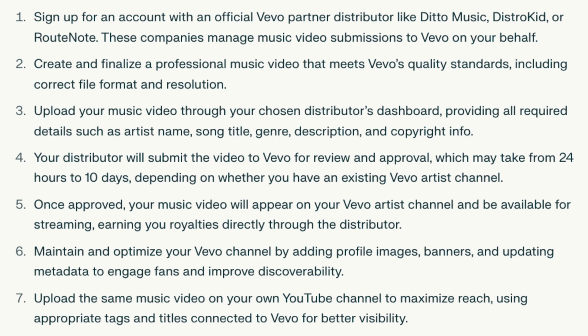Once approved, your music video will appear on your Vevo artist channel and be available for streaming, earning you royalties directly through the distributor. Maintain and optimize your Vevo channel by adding profile images, banners, and updating metadata to engage fans and improve discoverability. Upload the same music video on your own YouTube channel to maximize reach using appropriate tags and titles connected to Vevo for better visibility.